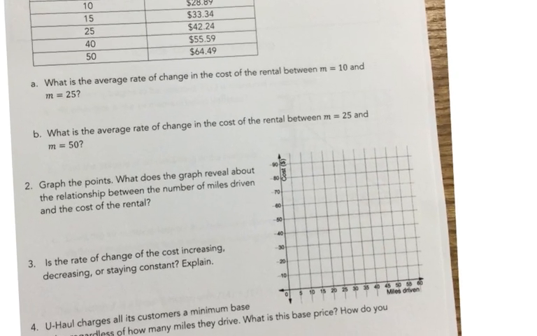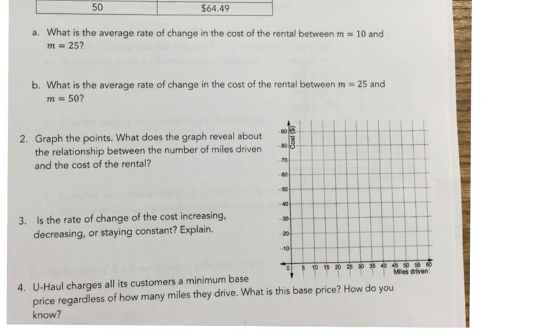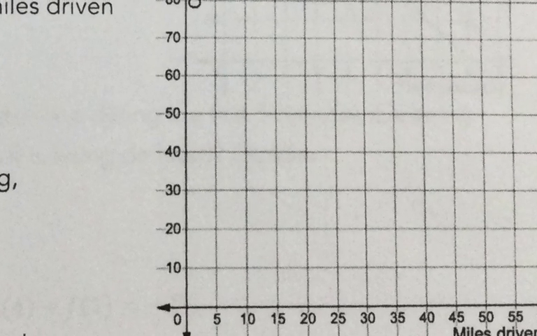Look at 2, graph the points. Then what does the graph reveal about the relationship? Well, I might have already ruined this. That's all right. 10 and 28.89. That's right on the money right there. 15 and 33.34. It's going to be a little bit above. Yeah, we'll go right there. Okay, 25 and 42. $40 and $55. And $50 and $64. So those are the 5 points that they gave me.